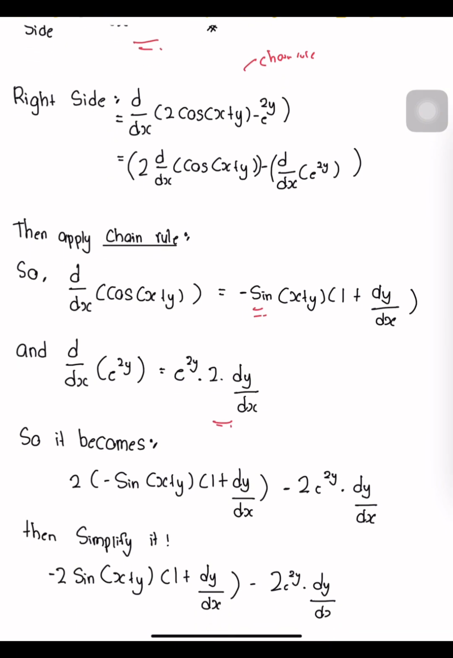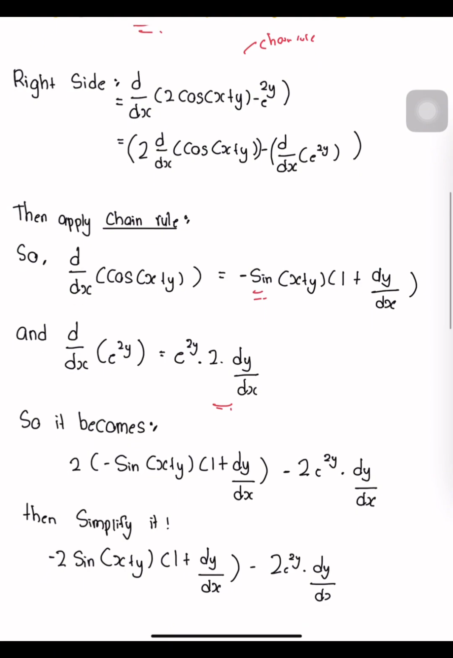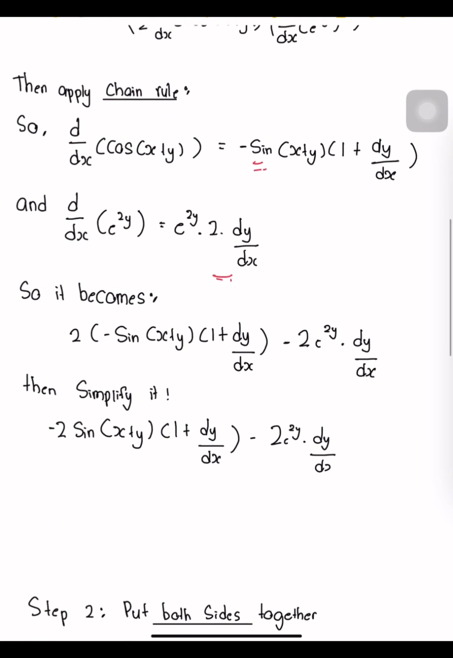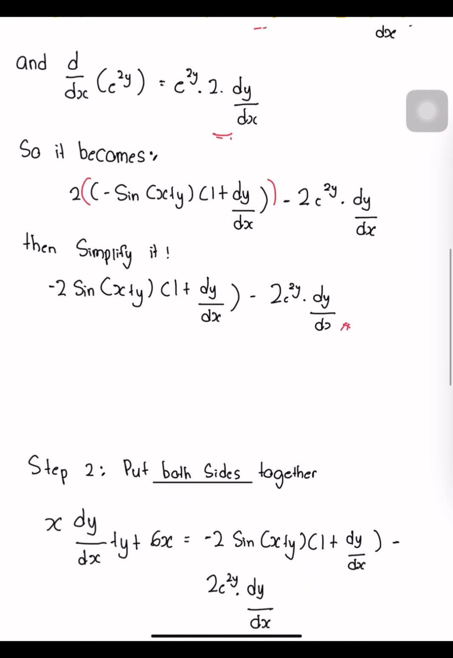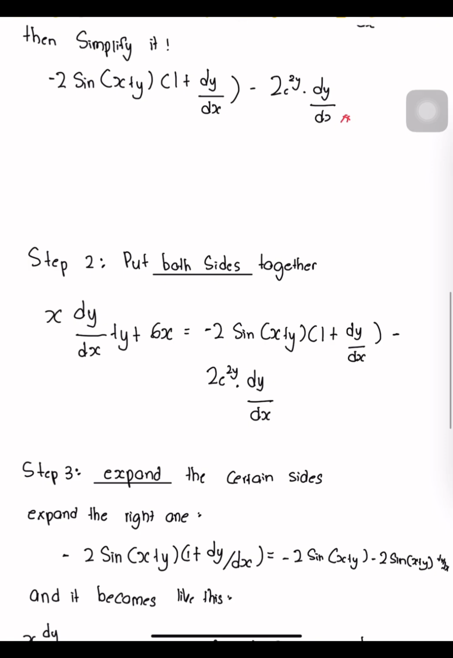So when we combine it, we get 2 times negative sin(x plus y) times (1 plus dy over dx), minus 2e to the power of 2y times dy over dx. As you can see, there is a bracket here, so we should simplify it, and we get negative 2 sin(x plus y) times (1 plus dy over dx) minus 2e to the power of 2y times dy over dx. Alright, so we have done step 1, so let's go to step 2. We already have the left side and the right side, so let's put them together, and we get x times dy over dx plus y plus 6x equals negative 2 sin(x plus y) times (1 plus dy over dx) minus 2e to the power of 2y times dy over dx.